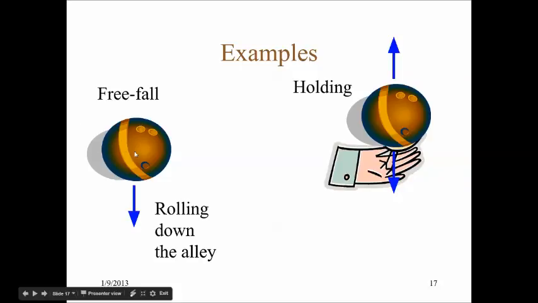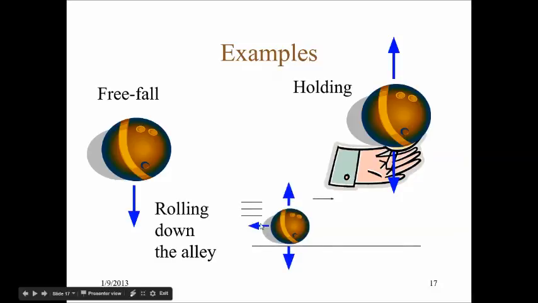So this could also be rolling down the alley. It would look exactly the same. There's only one force if there's no friction. And then what we may have, though, is a little bit of friction indicated by the left arrow, because this would be the motion. So we have three other examples of a free body diagram.